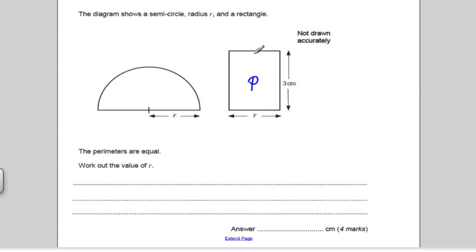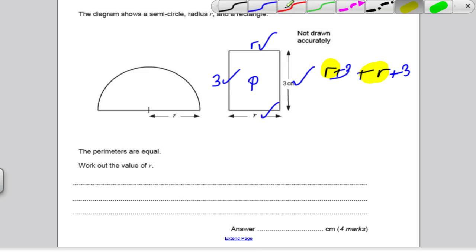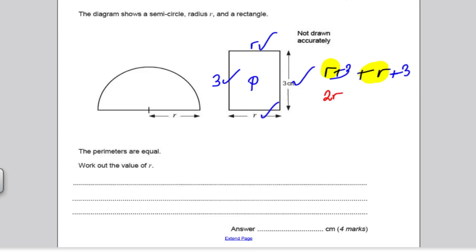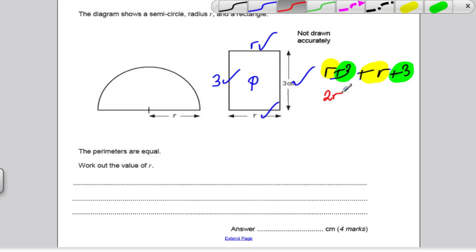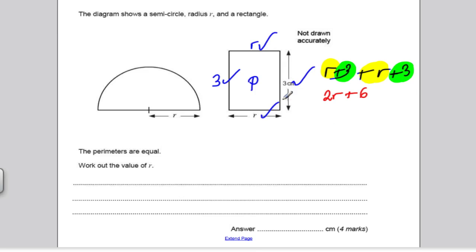Perimeter is the distance around the shape. If that's r, and if that's 3, that's 3. The total perimeter is r, this r, plus 3, plus r, plus that 3. And collect everything together, we have an r plus another r, so we'd have 2r, and we've got a plus 3 plus another 3, which is plus 6. So that's the perimeter of that shape.